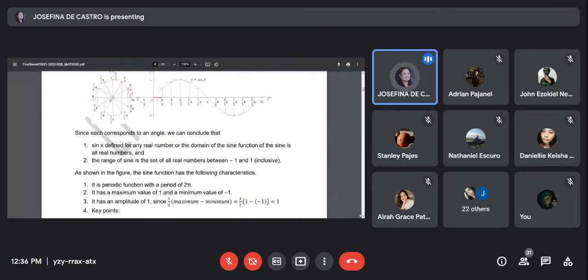So, if we are going to define the domain and range, ito ang mga domain natin, values for x. Ang domain natin, lahat possible. Lahat pwede mong i-substitute doon. Gusto mo sin 1,000, pwede yan. All real numbers yon ang domain niya. Gusto mo sin 1 million, may lalabas na value ka.